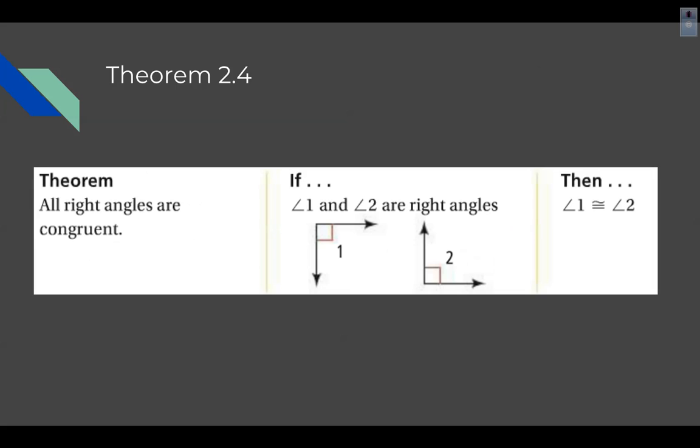The next theorem here, 2.4, is the Right Angles Theorem. So this is: all right angles are congruent. Angle 1 and angle 2 are right angles. So if they're right angles, now we can say that angle 1 is congruent to angle 2. They're both equal to 90 degrees, so therefore they're equal.